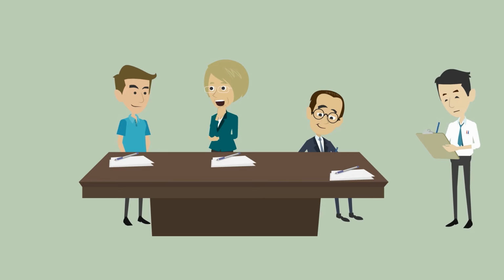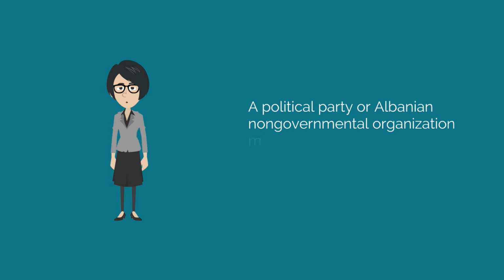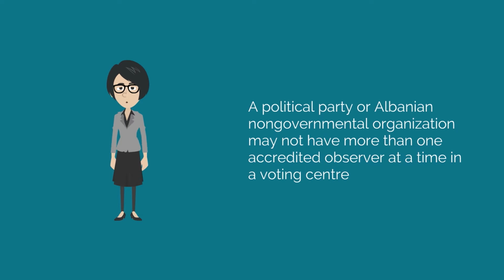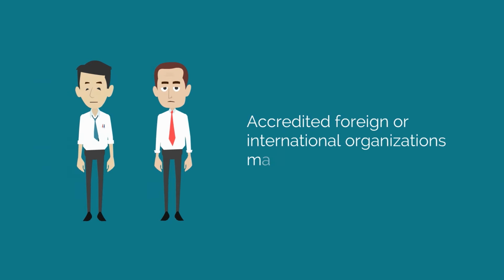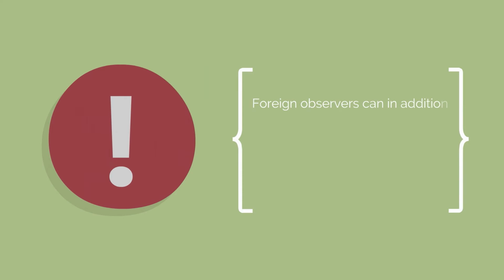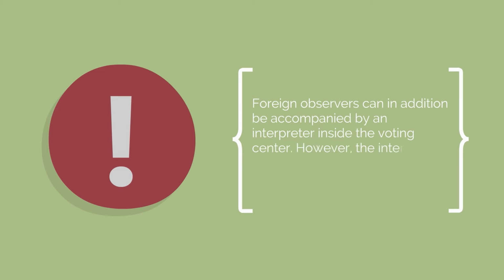There are some limits on the numbers of observers from any one organization. A political party or Albanian non-governmental organization may not have more than 1 accredited observer at a time in a voting center. A coalition may not have more than 3, while accredited foreign and international organizations may not have more than 2. Foreign observers can in addition be accompanied by an interpreter inside the voting center. However, the interpreter must have an authorization issued by the CEC.